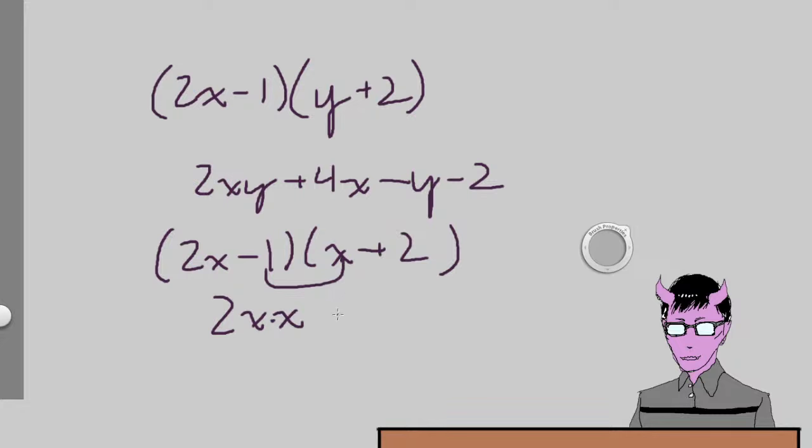This is going to be minus x. That's going to be plus 4x. And that's going to be minus 2. So pay attention to the similarities between those. This is basically the same as this one. It's just this one is combinable and that one is not.